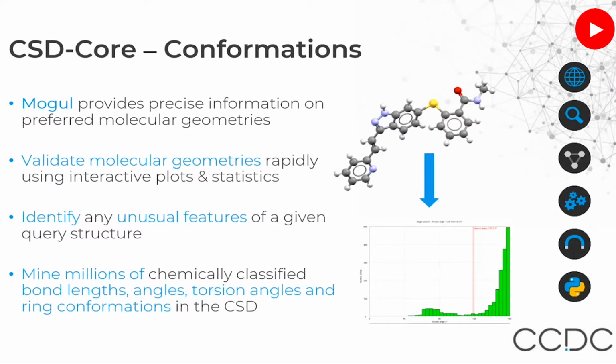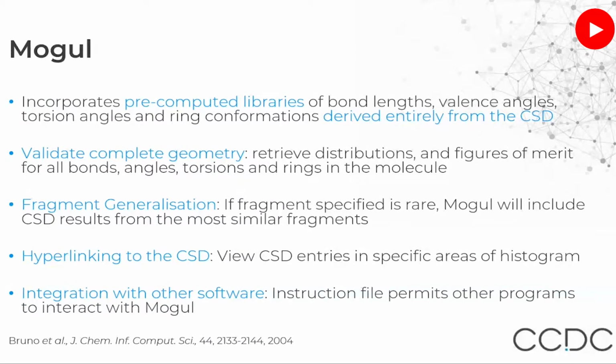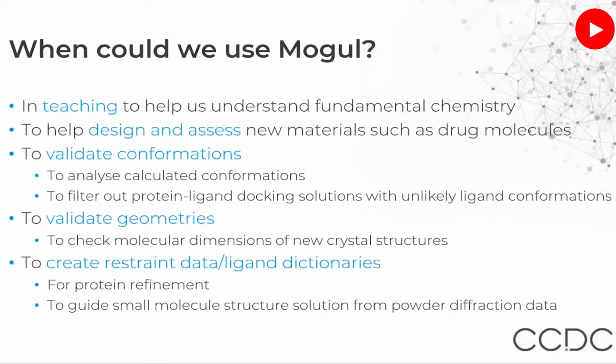Mogul incorporates pre-computed libraries of bond lengths, valence angles, torsion angles, and ring conformations derived entirely from the CSD, and it can validate complete geometries. If a fragment specified is rare, Mogul will include CSD results from the most similar fragments. Data is hyperlinked to Mercury, so you can explore structures in more detail, and Mogul is also integrated with other software. So when might you want to use Mogul?